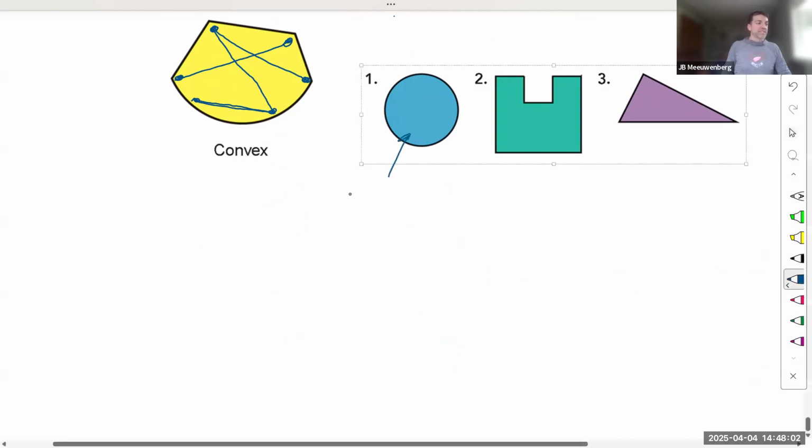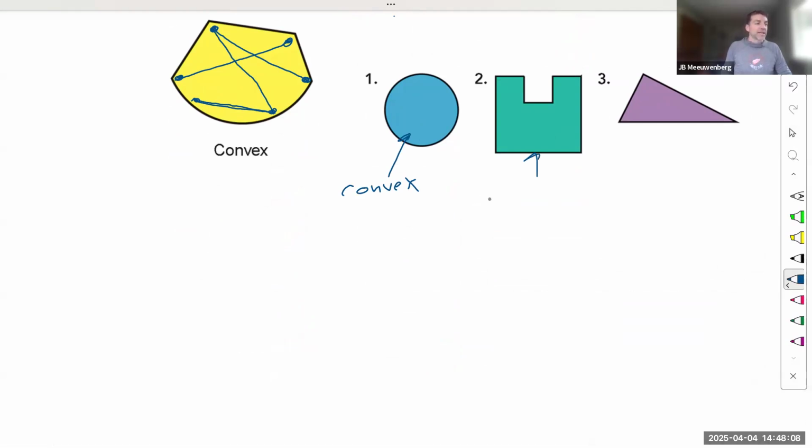Figure 1, a circle. This is convex. It never comes in on itself. Figure 2 is concave. It comes in on itself right there. We could connect these 2 points here, and it exits the figure. A triangle is convex. It never caves in on itself.